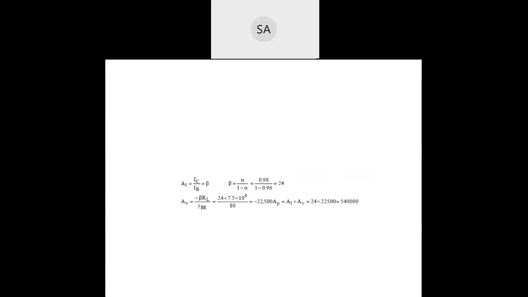The power gain AP is equal to AI into AV, that is current gain into voltage gain. So by multiplication, you will get the value.